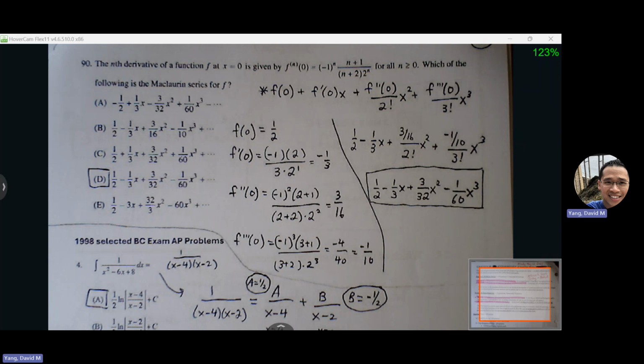So for n equals 0, f of 0 equals 1/2, what would you plug in for n? That would be 0. Okay. And then everything follows. Yeah, everything follows. N equals 1 will be the first derivative, n equals 2 would be the second derivative. Okay.